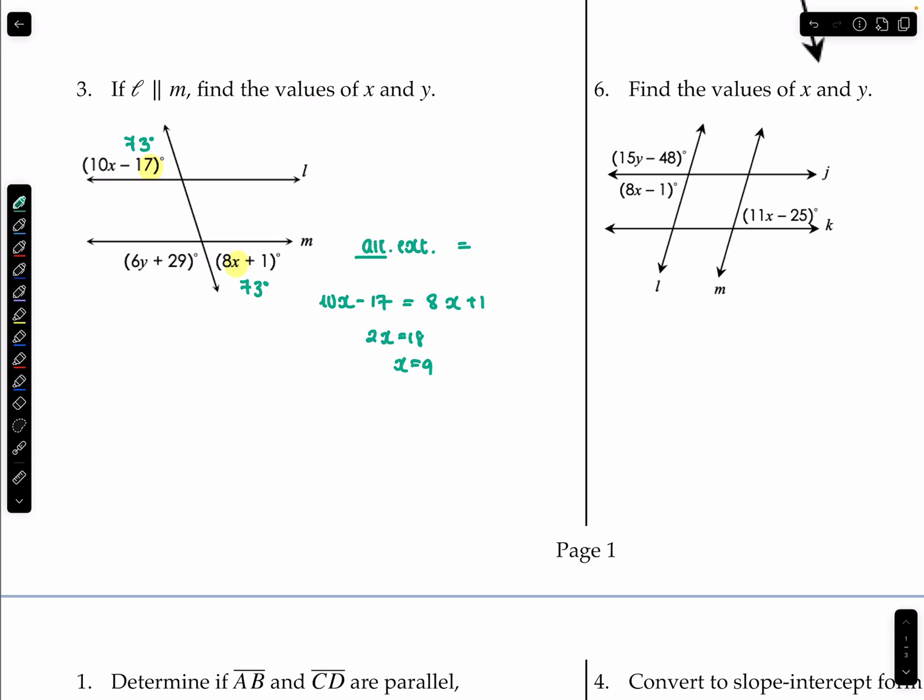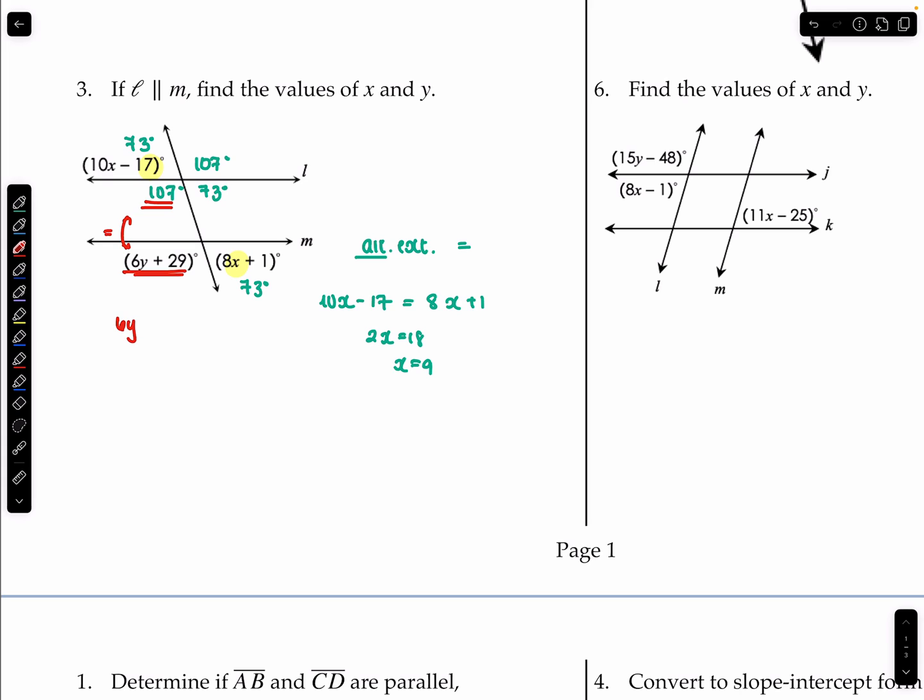Now what I might do next here is I will just look at the top. So like this angle here must be 73 degrees as well because they're vertical. And then this angle here is 107. This angle there is 107. And so with these four right here, I can compare that with these four down here. And hopefully what you see is that 107 degrees here corresponds to 6y plus 29. So these angles here are equal.